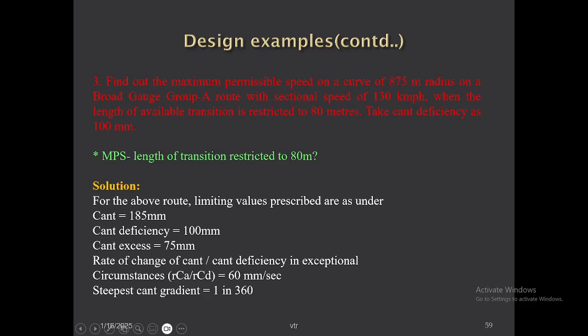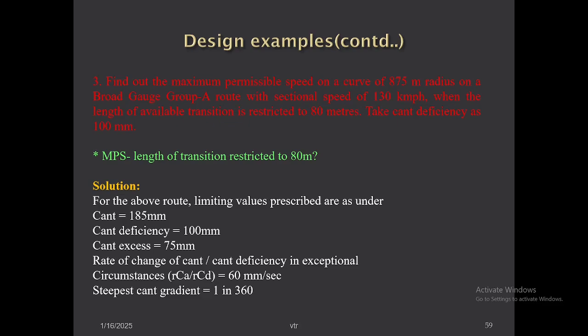Whatever is given, you just write it down here. Since the length is restricted here, we have to use the second part, the restricted rate of change of cant. That is the maximum rate of change of cant the system normally permits. So we consider here the cant gradient of 1 in 360 that we are permitting, and proceed to calculate the maximum permissible speed on the curve.